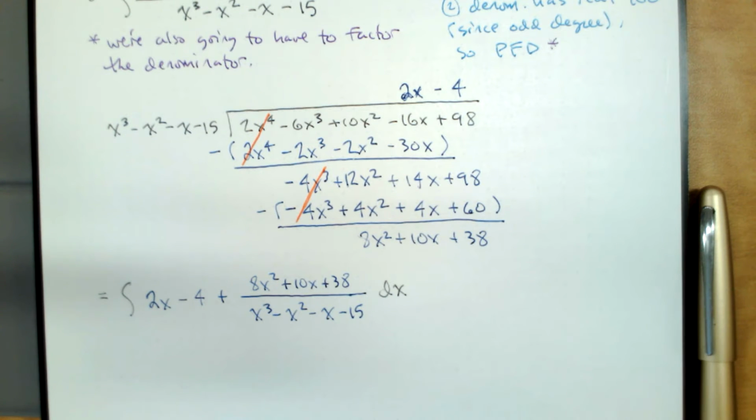But the problem that we're faced with now is our partial fraction decomposition. We've done the long division. The degree of the numerator is now less than that of the denominator. We're ready for partial fraction decomposition, which means we've got to factor this polynomial.